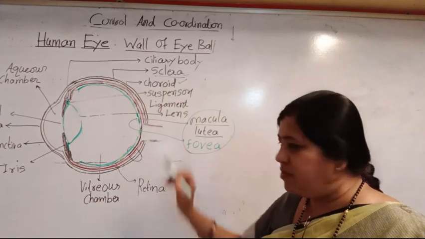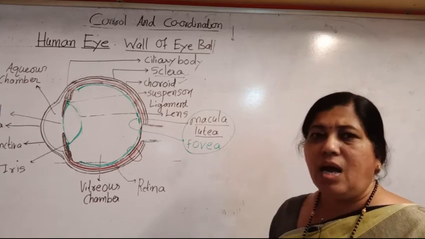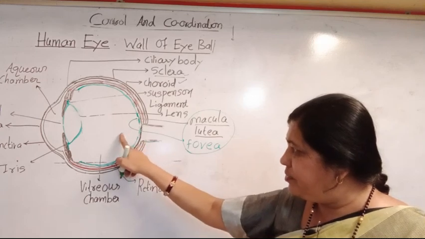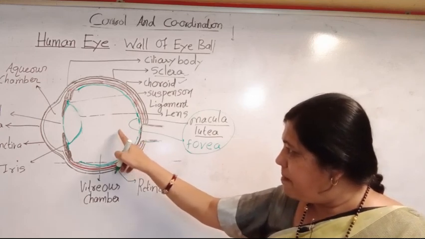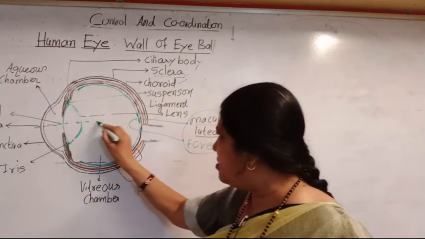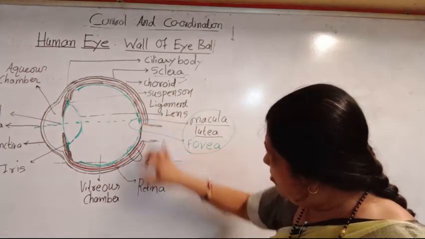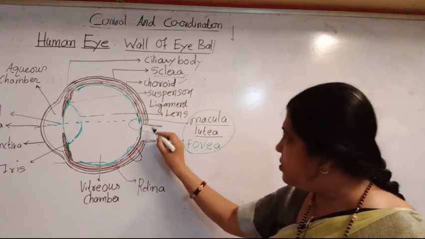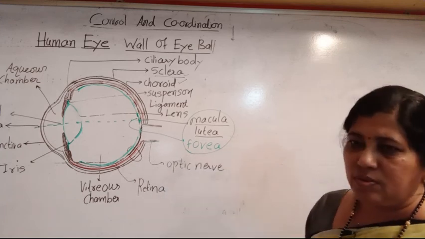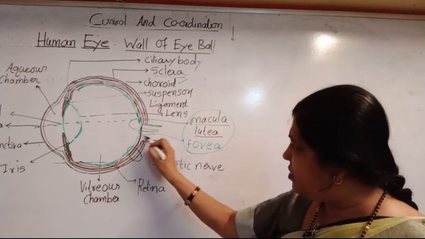And this is the optic nerve. Optic nerve and blood vessels leave the eyeball from slightly the middle of the eyeball, near the middle axis of the eyeball. Here is the optic nerve, and here blood vessels are there. Okay.